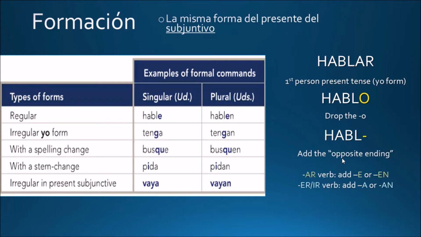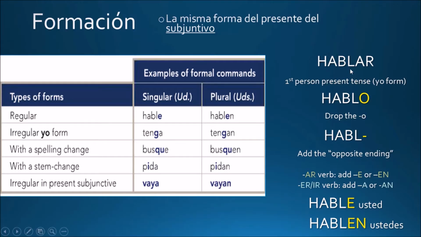And our next step is to add the opposite ending. And what I mean by opposite ending is if it's an AR verb like hablar is an AR in the infinitive, then we'll add e for a singular usted command, or en for a plural ustedes command to more than one person. So our formal command for hablar would be hable usted, hablen ustedes.